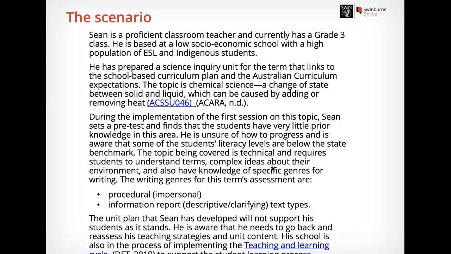Sean and his team are in a bit of a predicament because they know that they must teach this inquiry unit. They know that they have to teach this particular content descriptor, the chemical science states of matter. But how are they going to support the kids to be able to conduct the science unit and achieve success in it, but also nurture their literacy skills so that they're able to find success in this science unit? So we have to imagine ourselves that we are Sean, we are leading a team, and how are we really going to be able to support Sean to best meet the needs of the kids?